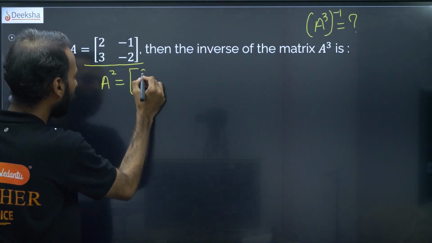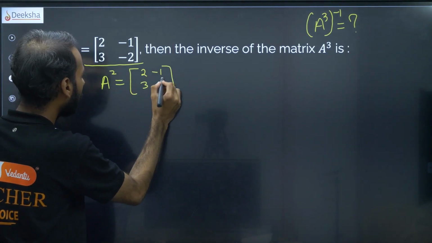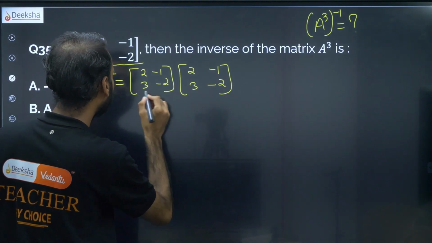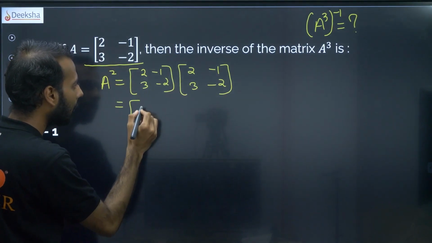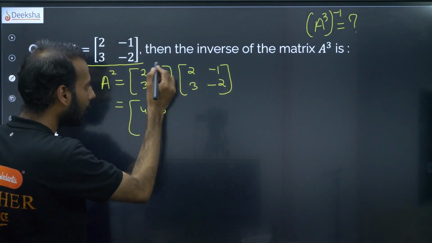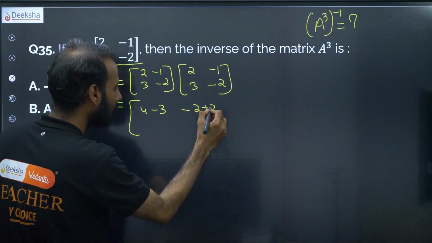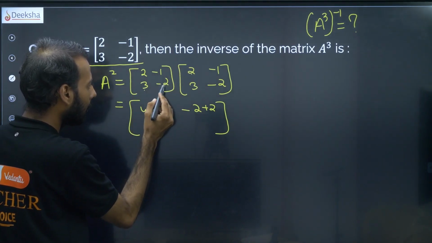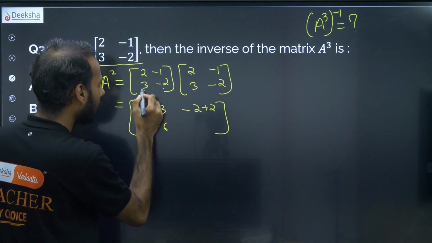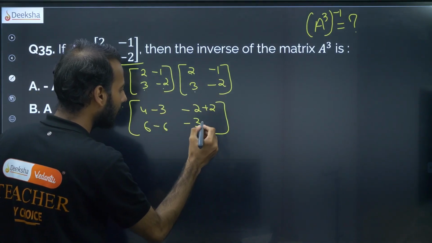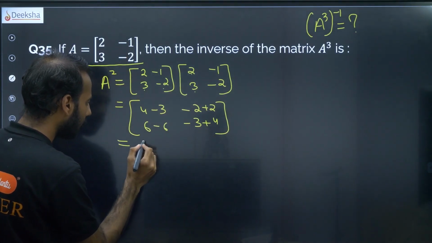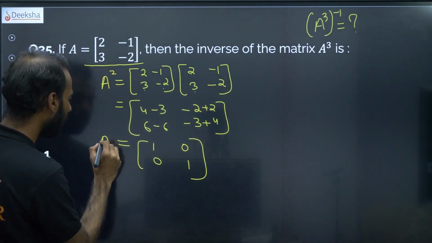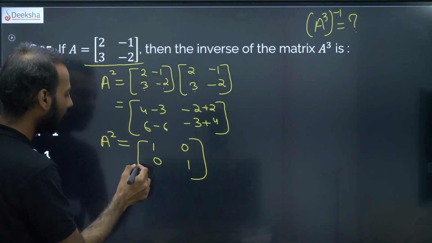A square means 2, minus 1, 3, minus 2 multiplied by 2, minus 1, 3, minus 2. Now if I go for multiplication, what will I get? 2 2s are 4 minus 3, that is 2 minus 2 plus 2. Next 3 2s are 6, see here, this element. Next minus 2 3s are minus 6, minus 3 minus plus 4. So 1 0 0 1. A square is 1 0 0 1.